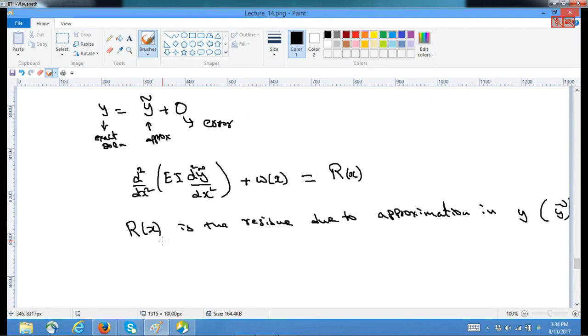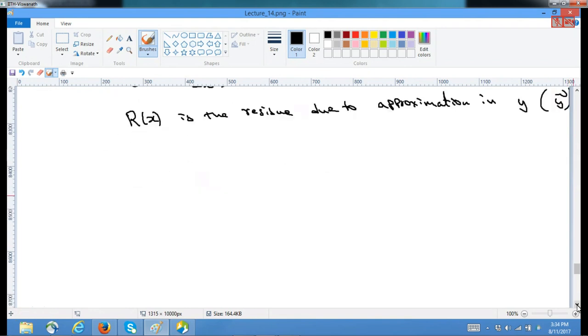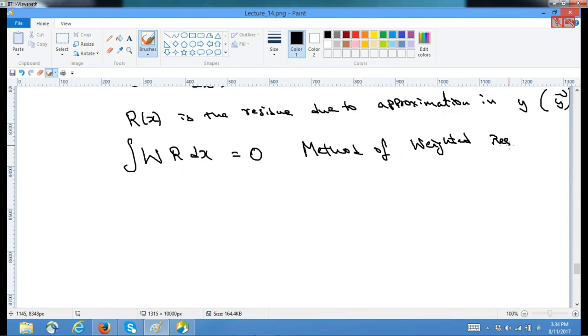Now we go back to chapter 1, where we learned the method of weighted residual, and we'll recall it and use it here. The method of weighted residual says that some weight times the residue, integrated, should be equal to 0. This is what is called the method of weighted residual.